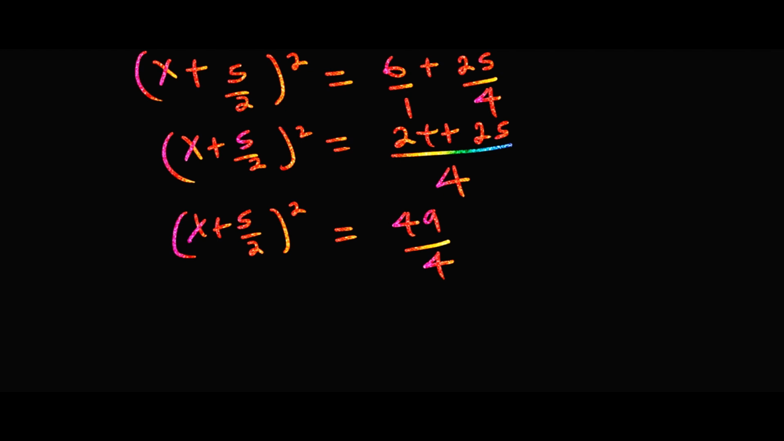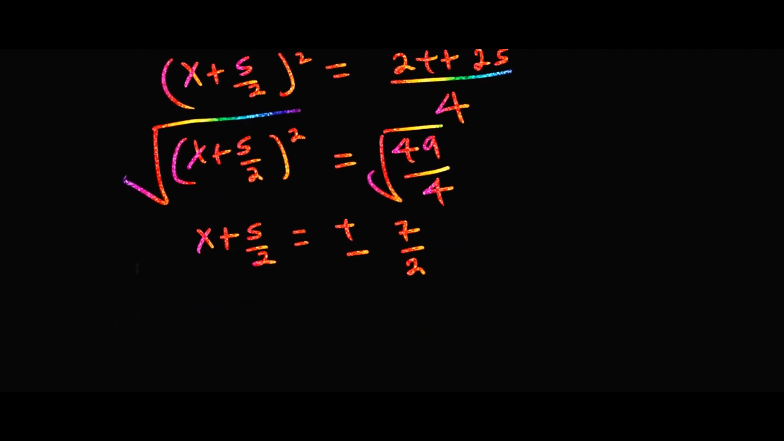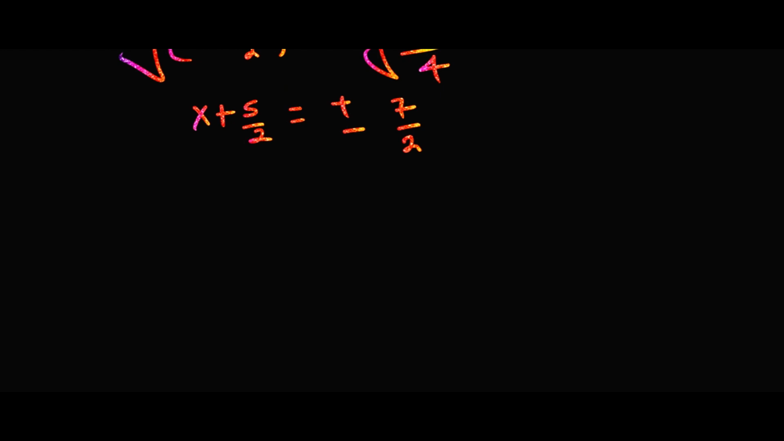So the next step would be to take the square root of both sides of this equation. So the square root of the left-hand side is just x plus 5 over 2, and the square root of 49 is 7, and the square root of 4 is 2. So we have 7 over 2. So there are two values of x coming up. So let us write these as x is equal to minus 5 over 2 plus or minus 7 over 2.